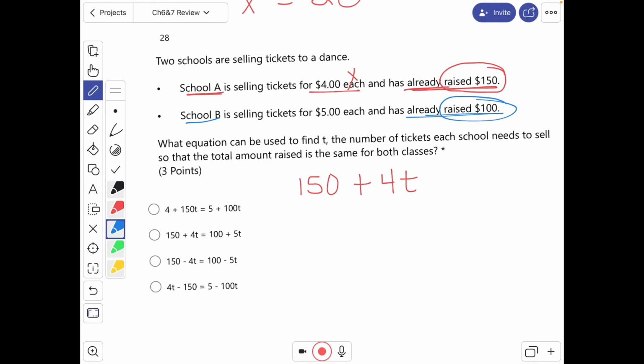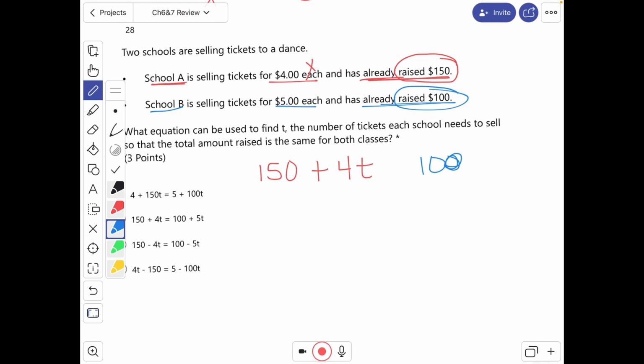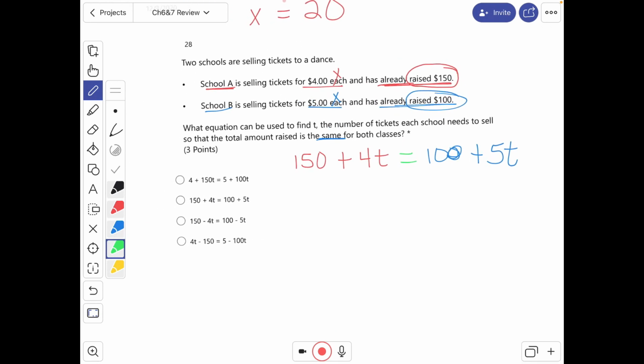Then let's look at school B. They raised $100, so their starting point is 100. And they're going to sell tickets for $5 each. Again, when they sell tickets, that's probably going to increase, so that's plus. $5 each, that's 5 times. So 5 times the tickets. And we want them to be the same amount. That means they need to be equal to each other.